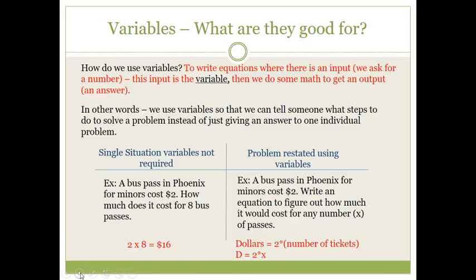So if I wanted to figure out again how much 8 bus tickets cost, I would just plug in 8 for the X, and it's 2 times 8, just like we did on the left. But then I could plug in any number for X that I want. I could figure out how much it costs for 20 bus passes, which would be 2 times 20, or 40.